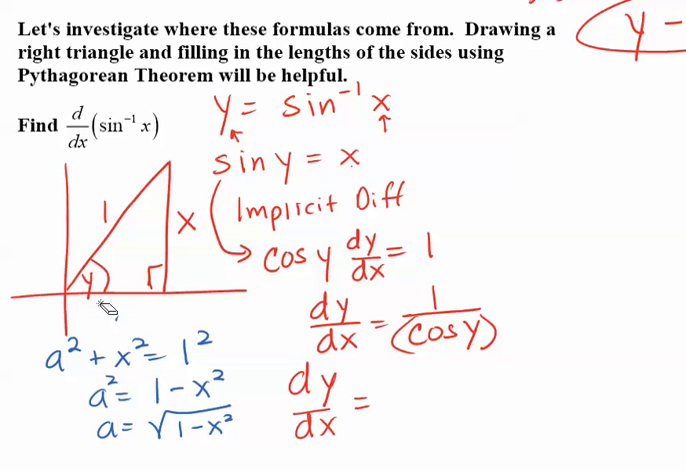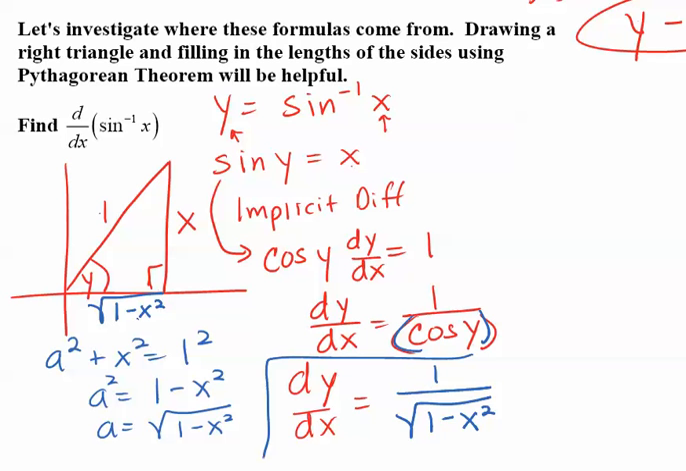So this side of the triangle by Pythagorean theorem, which many of you could have done in your head. So now the adjacent leg is the square root of 1 minus x squared. And that is the cosine because it would be the adjacent leg over the hypotenuse. So this cosine of y is the square root of 1 minus x squared. And now doesn't that look like what we expected for the derivative of inverse sine? So it's all a matter of using Pythagorean theorem.